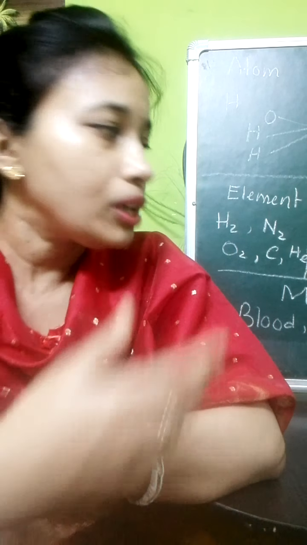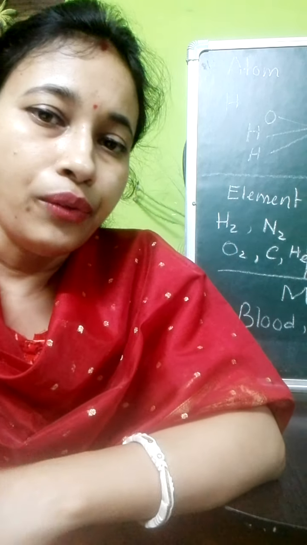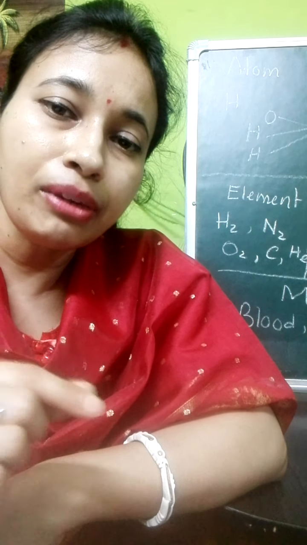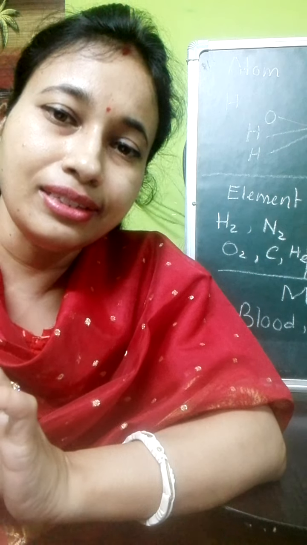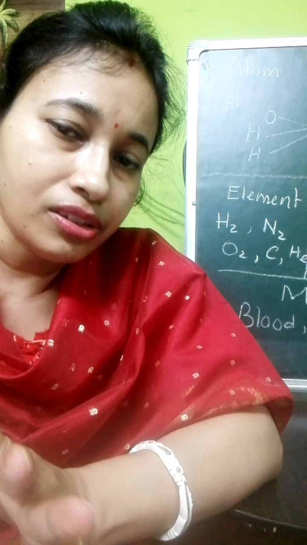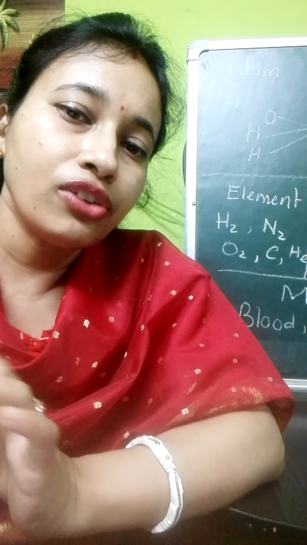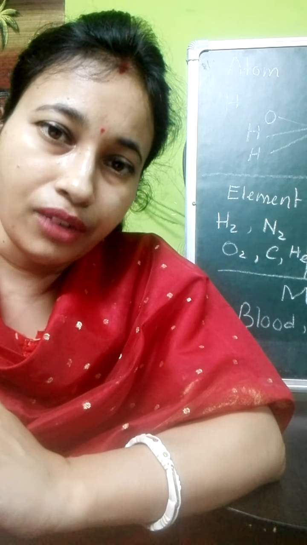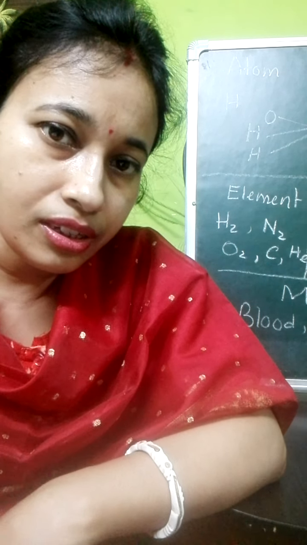For example, the chemical formula of water is H2O. The chemical formula of carbon dioxide is CO2. The chemical formula of sugar is C6H12O6. So these are the chemical formulas. Instead of writing the whole name, we can write the chemical formula in chemical equations.